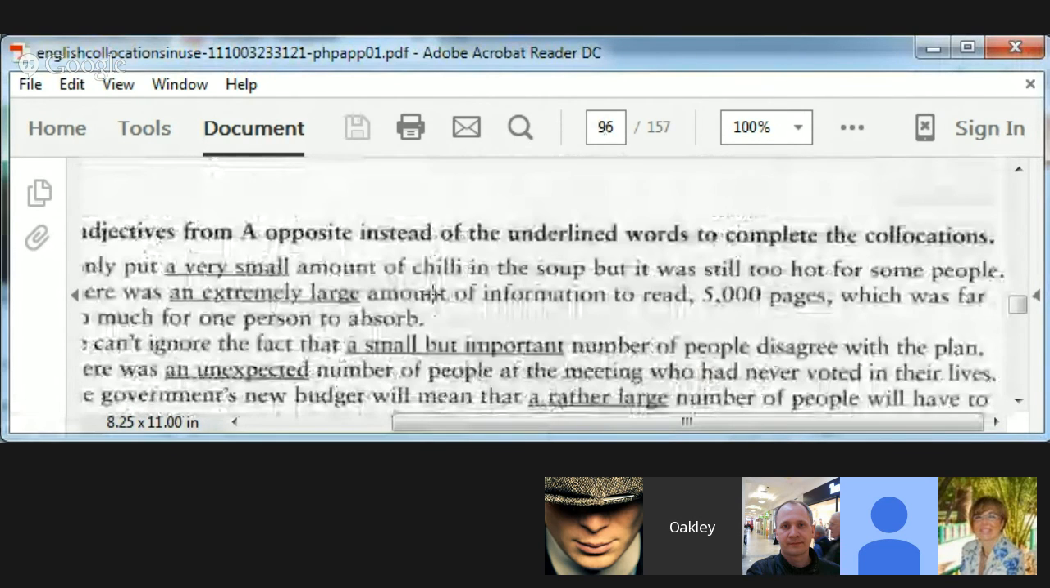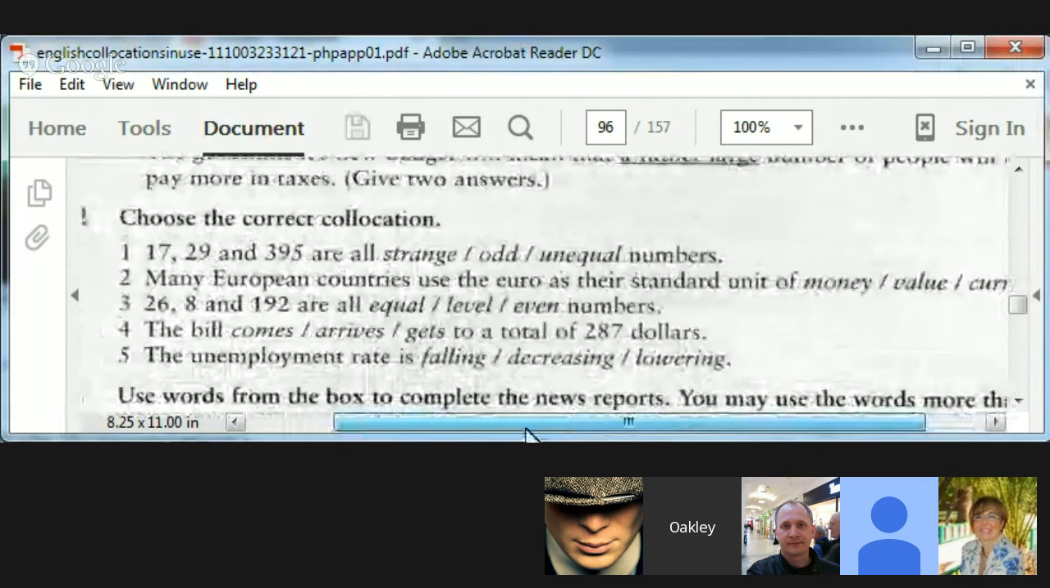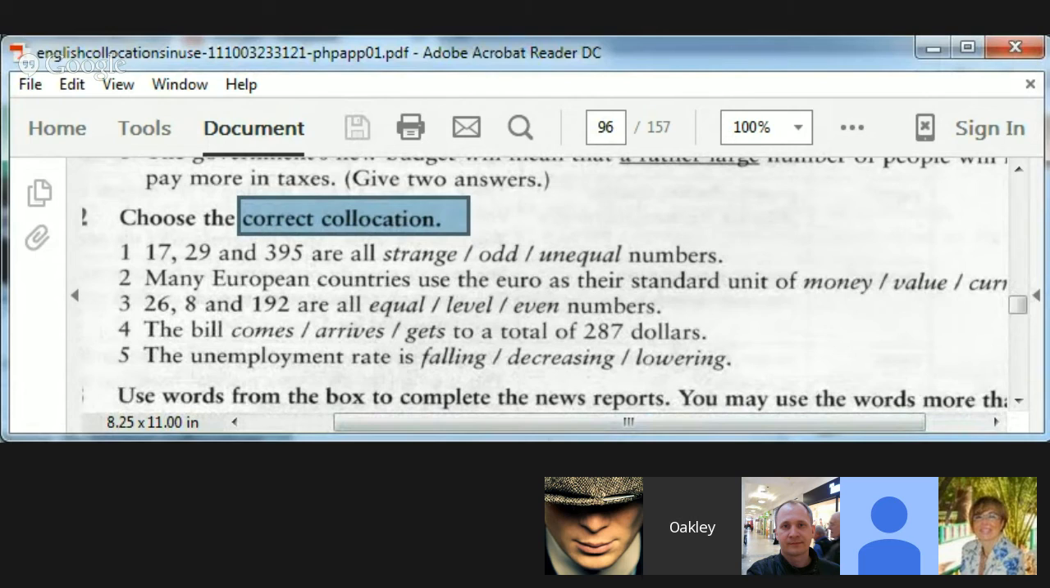Really a nuance. Okay, let's look at something else here. We just have a few minutes. Choose the correct collocation, Ivan, number one. 17, 29, and 395 are all strange. Ah, okay. Which? I have to choose. Pick one. Yeah, that's it. Pick one and only one. Are all unequal numbers? Well, no. 2, 4, 6, 8 are equal numbers. 1, 3, 5, 7, 9 are odd numbers. Odds and evens. Okay. Frank, number two.